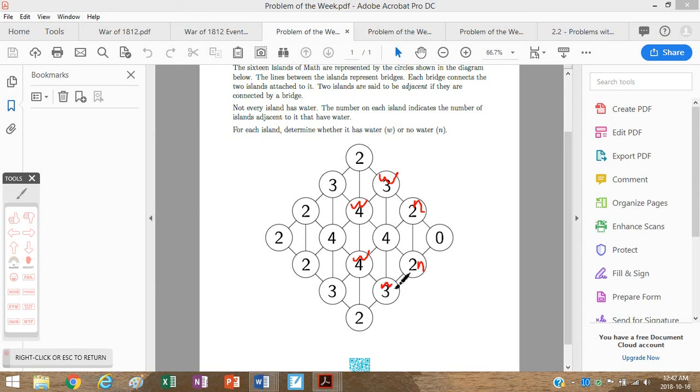I look at the 3 here. We've got water there. That's 1, 2, 3, 4. Oh, there's a no water, which means this guy's got water, and this one's got water. Right? And you're going to want to just continue your way through following those set of rules and see if you can find out for each island, does it have water or no?